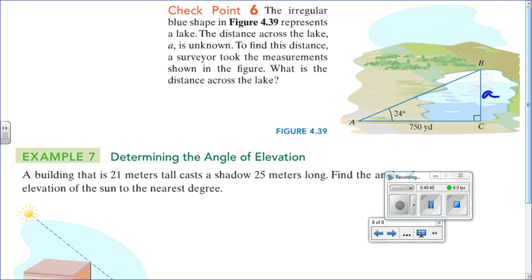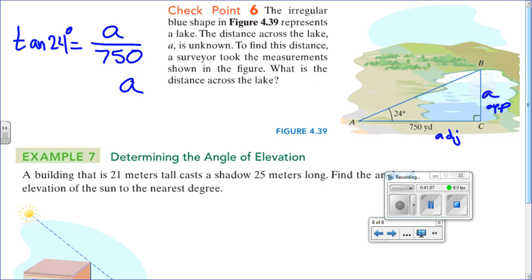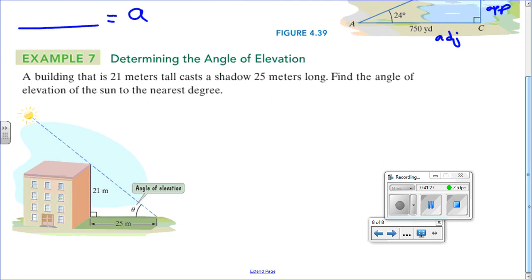Okay, so what can we do with opposite and adjacent? Tangent again, yes? So the tangent of 24 degrees is going to equal A, the opposite, over the adjacent, which is 750 yards. So to solve for A, that will be equal to 750 times the tangent of 24 degrees. And that will give us an answer. Now the very last one is the one where you will have to use the inverse function. We'll go back to the answer on that one.